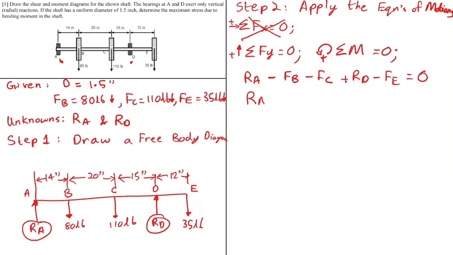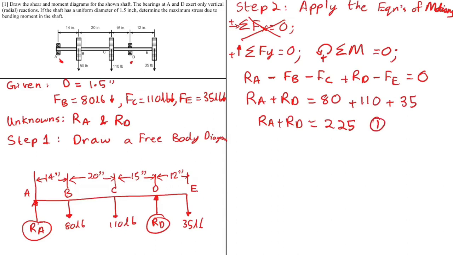So in other words, we can write Ra plus Rd is equal to Fb, which is 80, plus Fc, which is 110, plus Fe, which is 35. So we have the equation Ra plus Rd is equal to 225 pounds. So this is equation number 1. Now we can apply equation number 2, which is summation of moment.